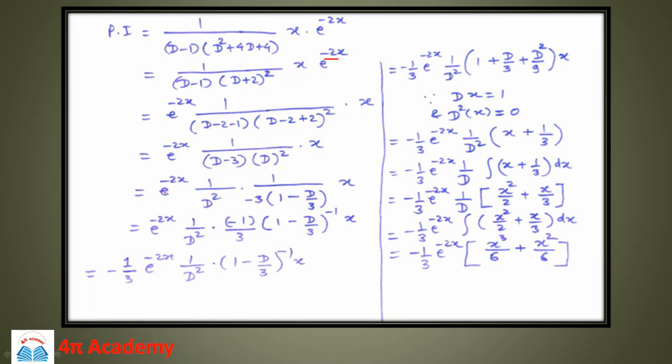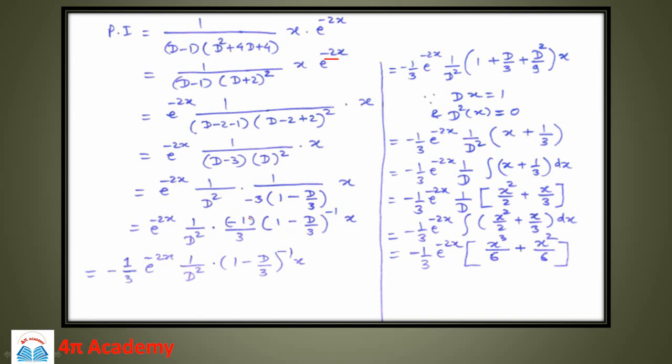So this will be e raised to power minus 2x into 1 upon D square into 1 upon, here I take minus 3 as common, minus 3 outside the bracket. So it will be 1 minus D by 3 into x. So this is e raised to power minus 2x into 1 upon D square into minus 1 by 3 into, if I take this into the numerator, then it will be (1 minus D by 3) raised to power minus 1 into x.